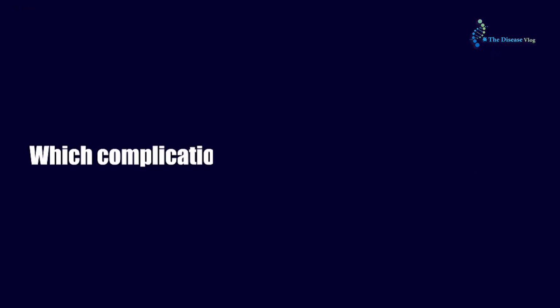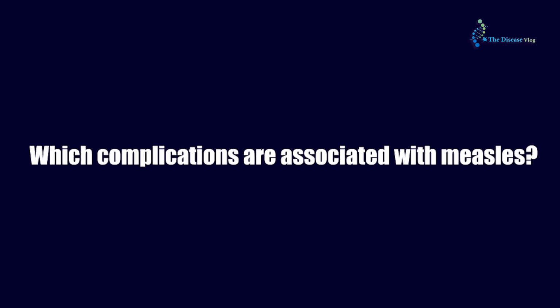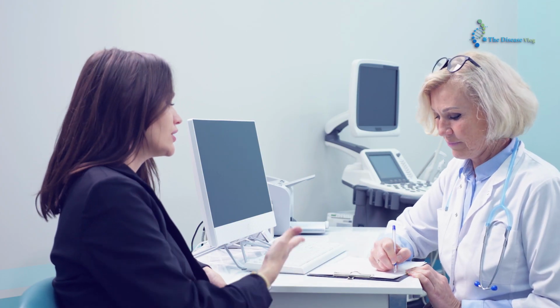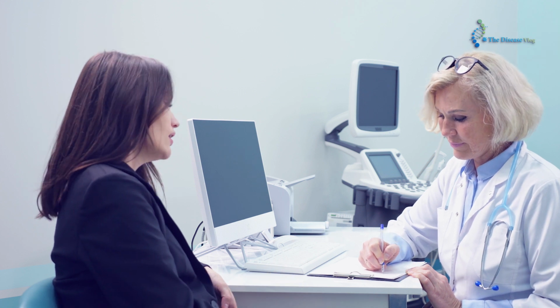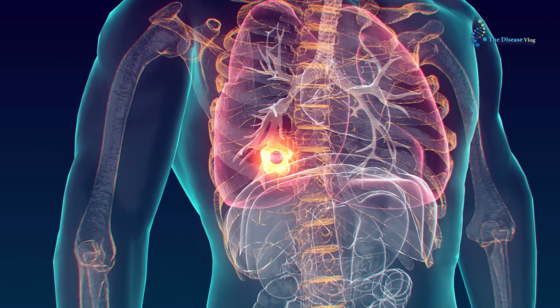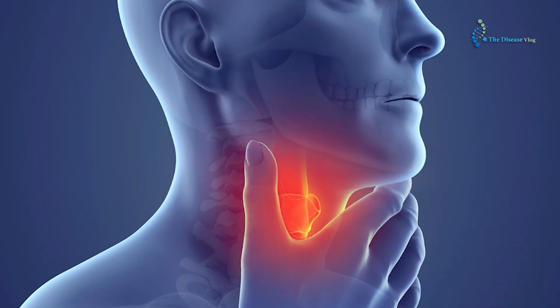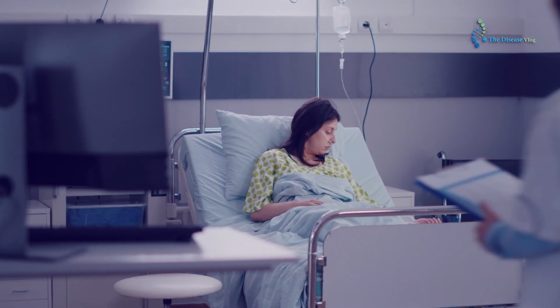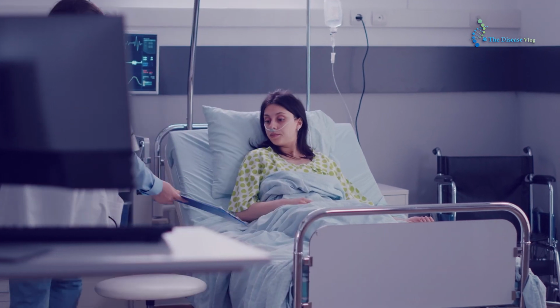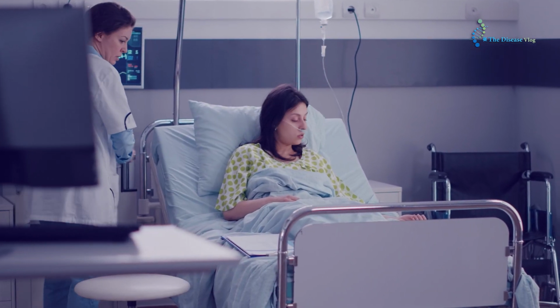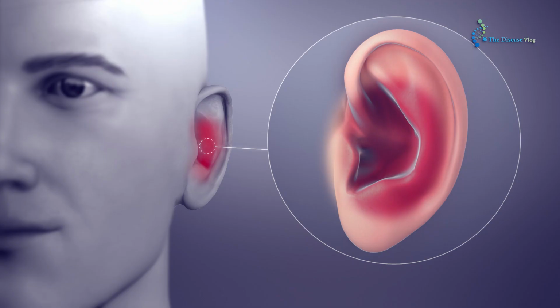Which complications are associated with measles? Here are some complications that could occur with or after the measles. These complications are otitis media, bronchopneumonia, diarrhea, and laryngotracheobronchitis. In some cases, measles even causes serious illness that needs hospitalization. Ear infection is one of the most common complications of measles.